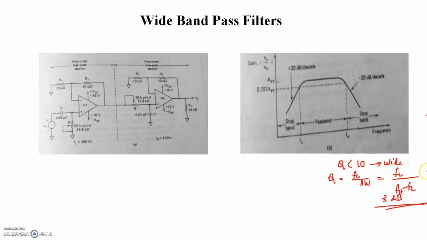Here Fc is the center frequency, that is the frequency in between FL and FH, and it is related to FL and FH by Fc equal to root of FH into FL. FH is the upper cutoff frequency or high cutoff frequency, and FL is the lower cutoff frequency.